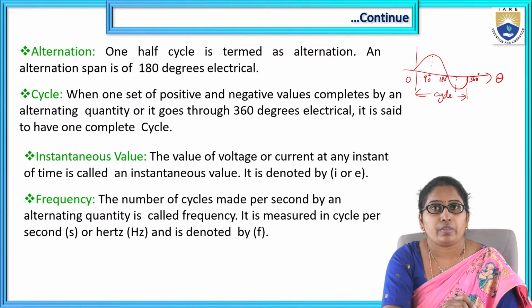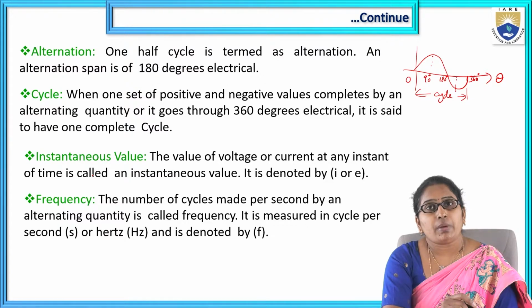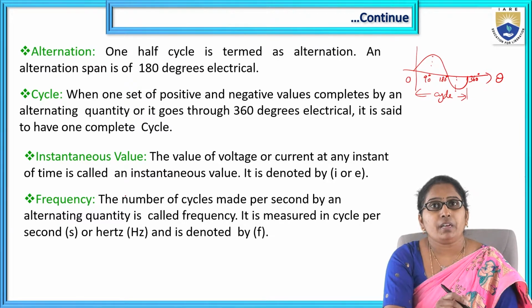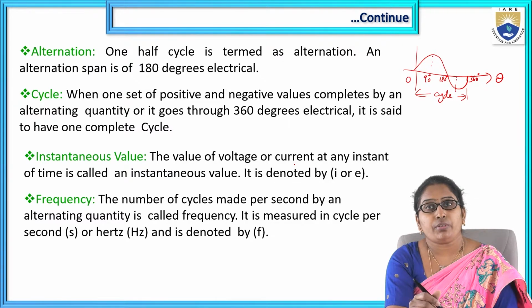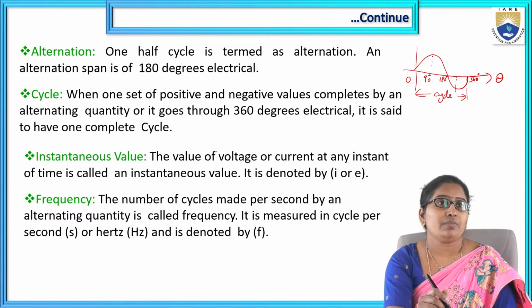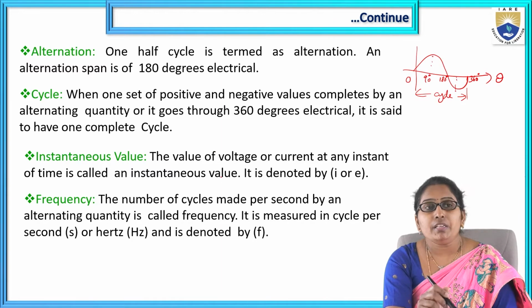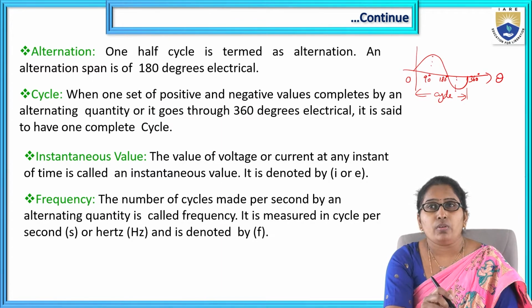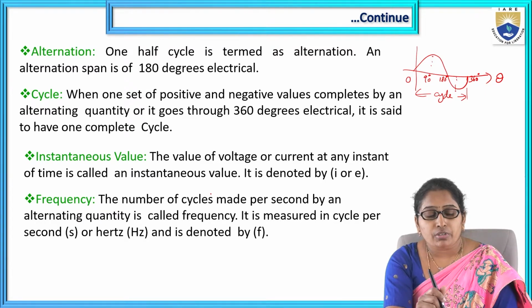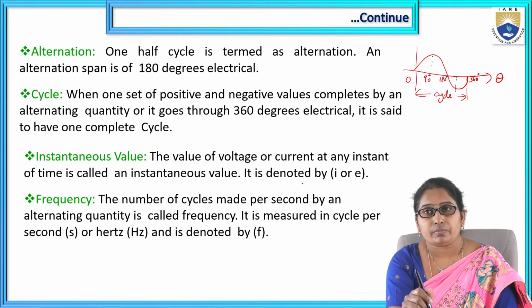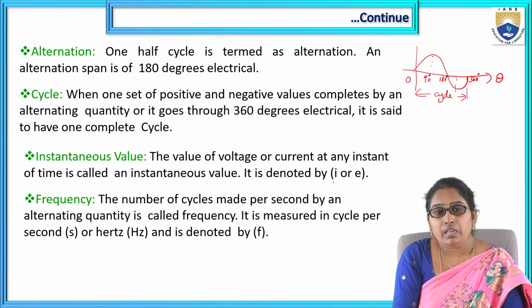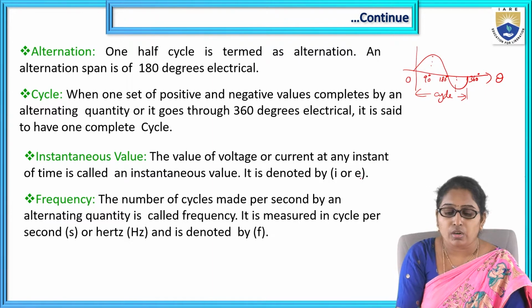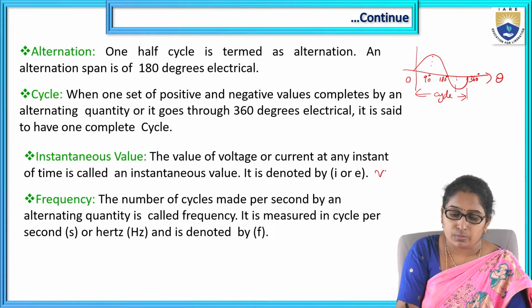Now, instantaneous value. In the name itself it is there: the value of voltage or current at any instant of time is called the instantaneous value. It is denoted by small i if it is a current signal, and if it is a voltage signal, small e or small v.